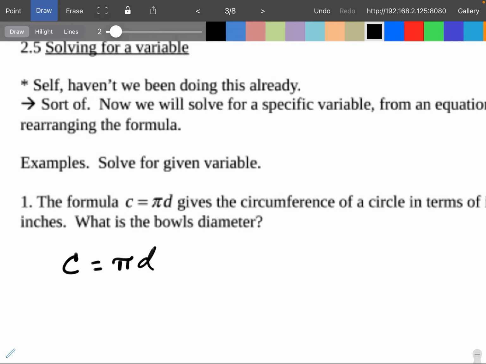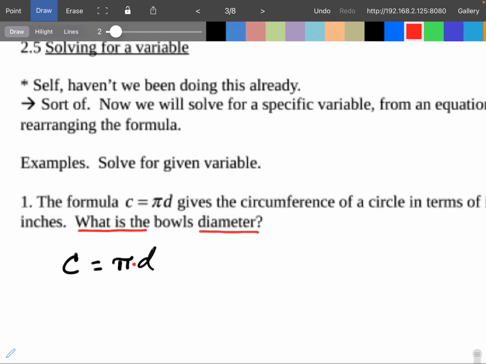And basically what they want us to do is solve for D. It says, what is the diameter right here? So we've got to solve for D. How would we do that? Anybody got an idea? So we know the circumference is 18, we'll put that where the C is. Well, before I even do that, I just want to solve for D. How would I get the D all by itself? Divide by pi. Yeah, divide by pi.